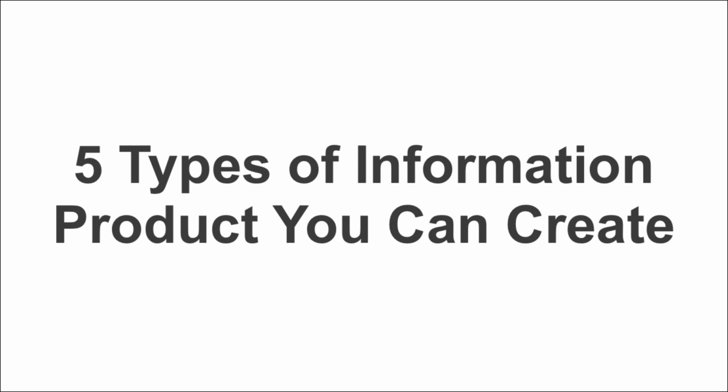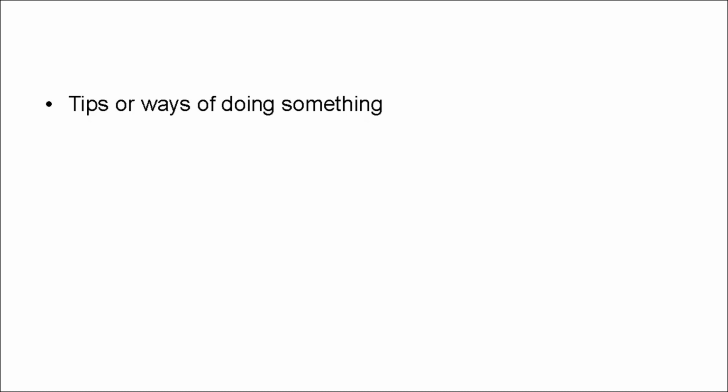In this video, I want to tell you about 5 types of information product that you can create, and you can create these very quickly and very easily. Now, the first type of information product is tips, or ways of doing something. And this is probably the easiest type of product to create, because basically it's just a list with an introduction.